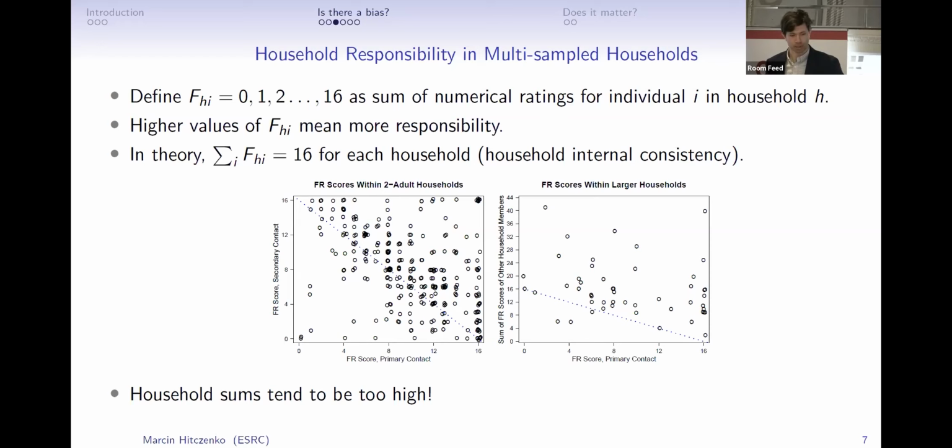But here's a scatter plot of scores in multi-sampled households. On the x-axis, you have the primary contact, and on the y-axis, you have the sum of all other household members. Most of the households are 2 adult households, which is on the left. And you can see that there is a negative correlation, which is good. But quite a few, most of the points fall above the dotted line. So indeed, there's clear overstatement of contribution. There must be. The sums are too high.